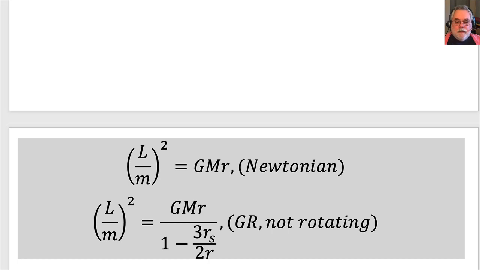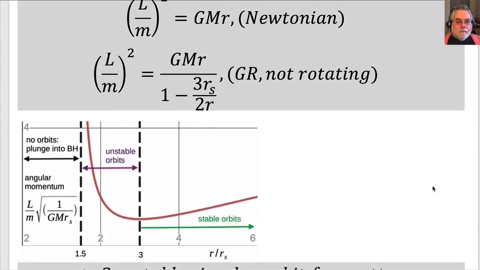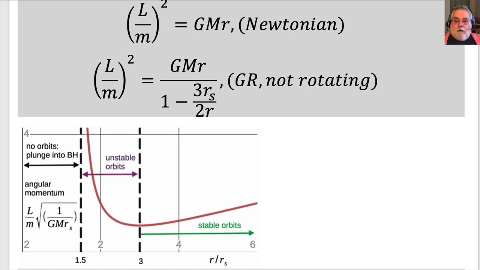Here is the equation, one Newtonian, one general relativity for a non-rotating black hole, that determines the circular orbital radius from the angular momentum and the masses. For r much larger than the Schwarzschild radius, the denominator here approaches 1, and the general relativity result approaches the Newtonian result. Angular momentum does not increase uniformly with orbital radius in the general relativity case, different than the Newtonian case. There is an angular momentum minimum at 3 Schwarzschild radii. The minimum is here.